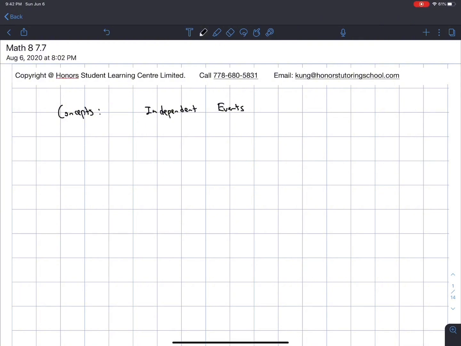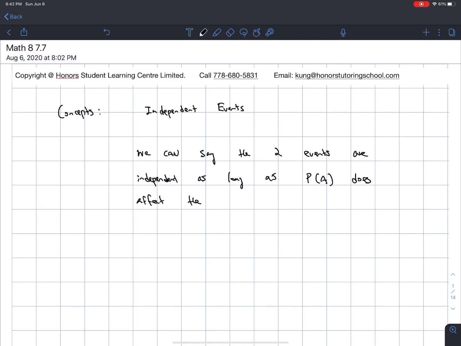So independent events, we can say that two events are independent as long as the probability of A does not affect the probability of B. So the two events are going to be events A and B.